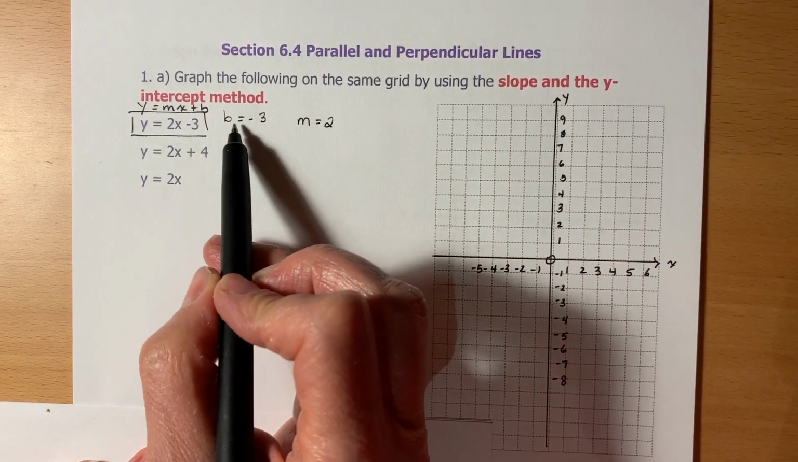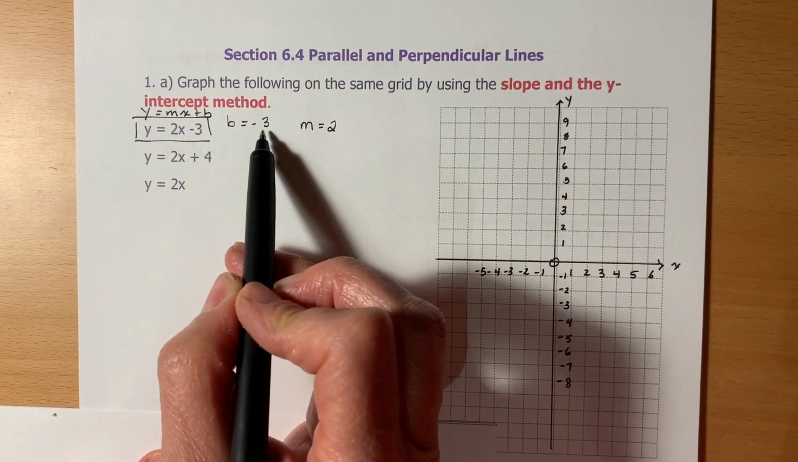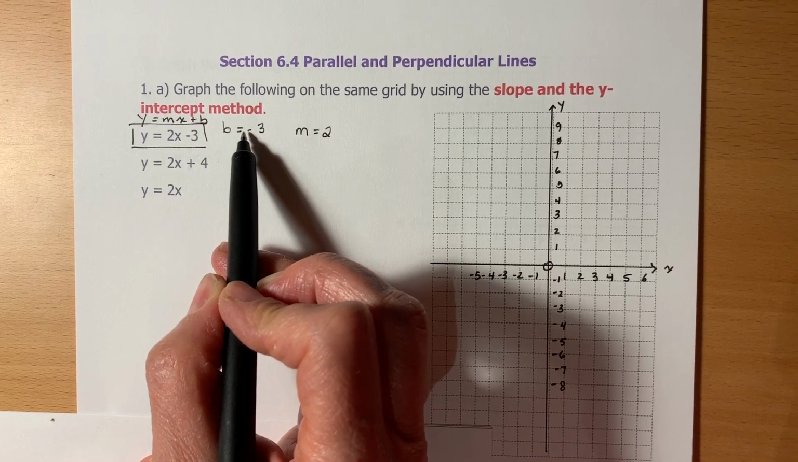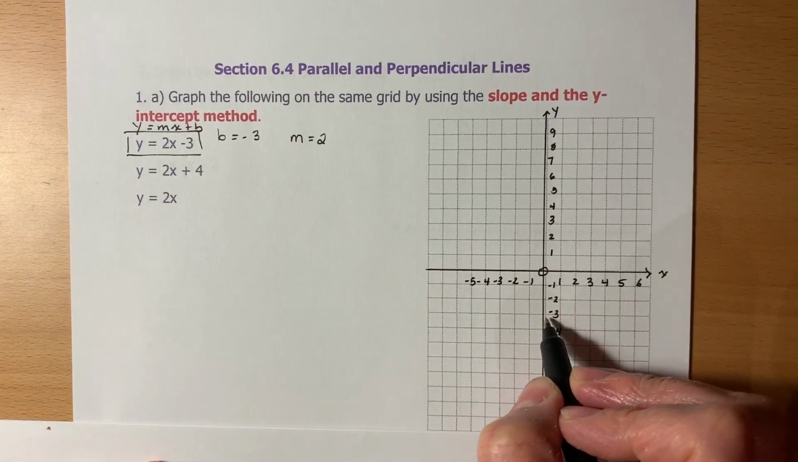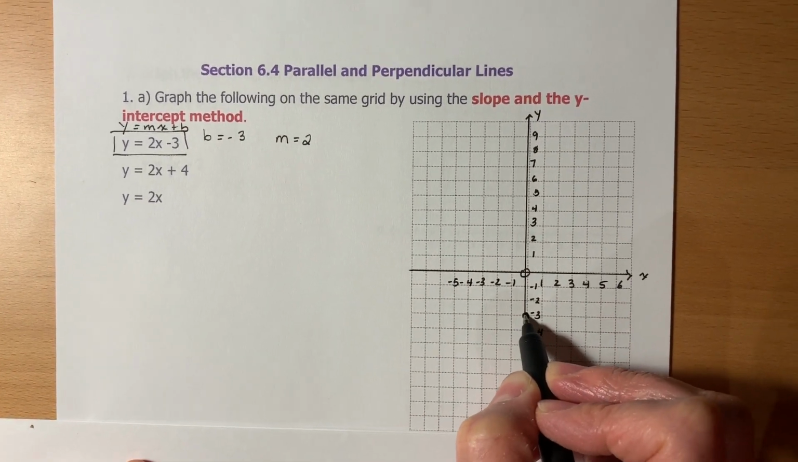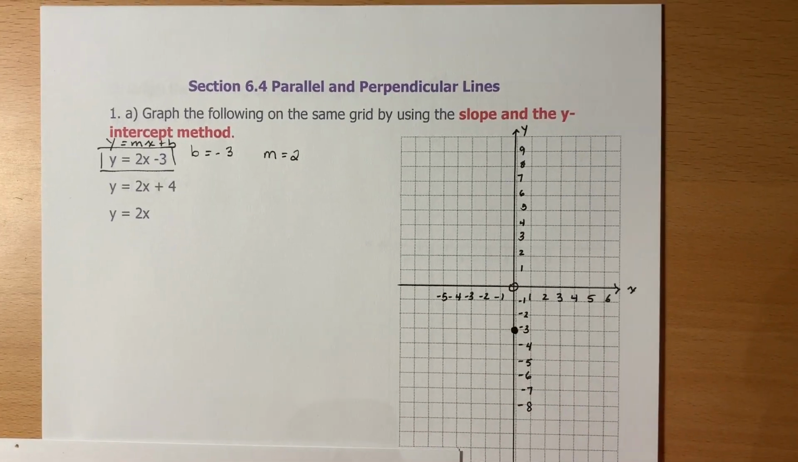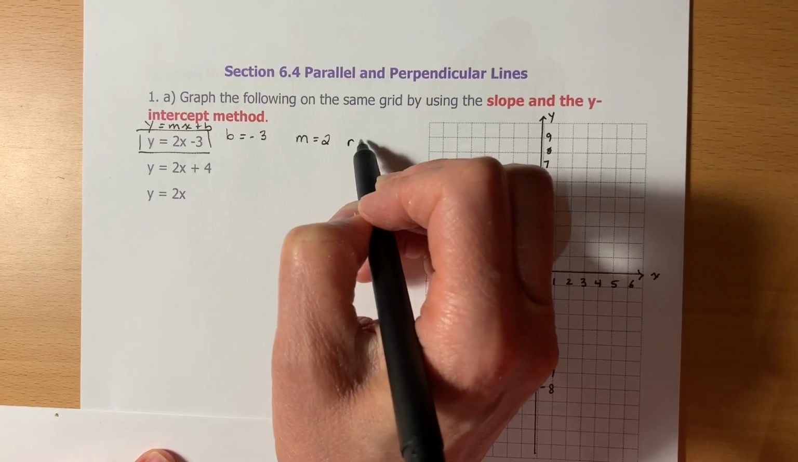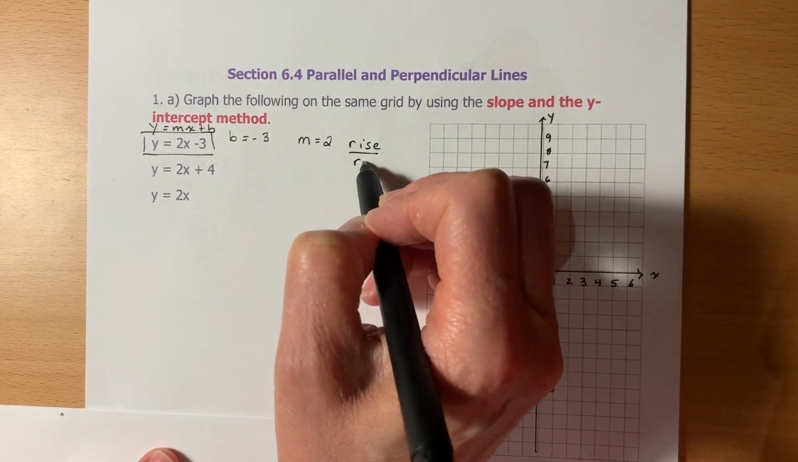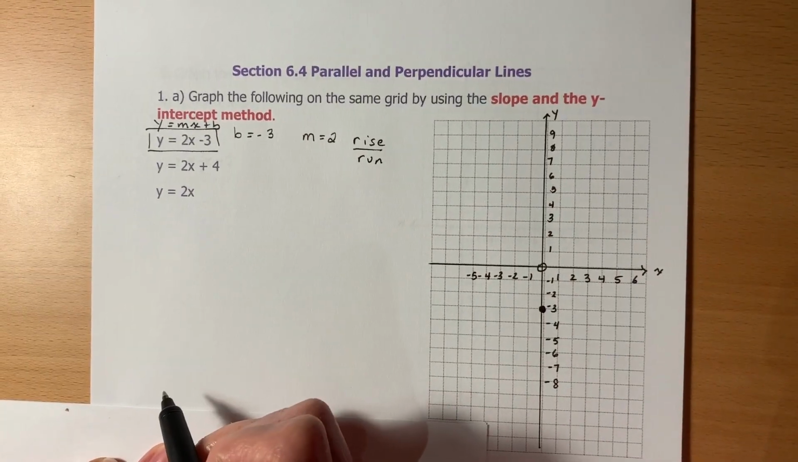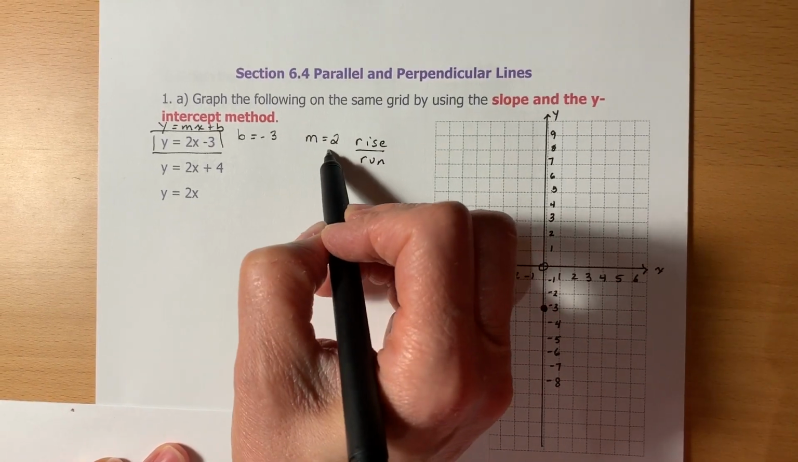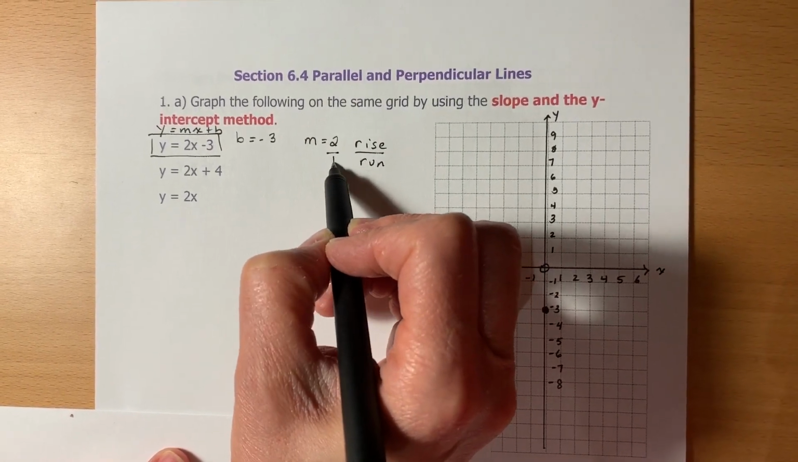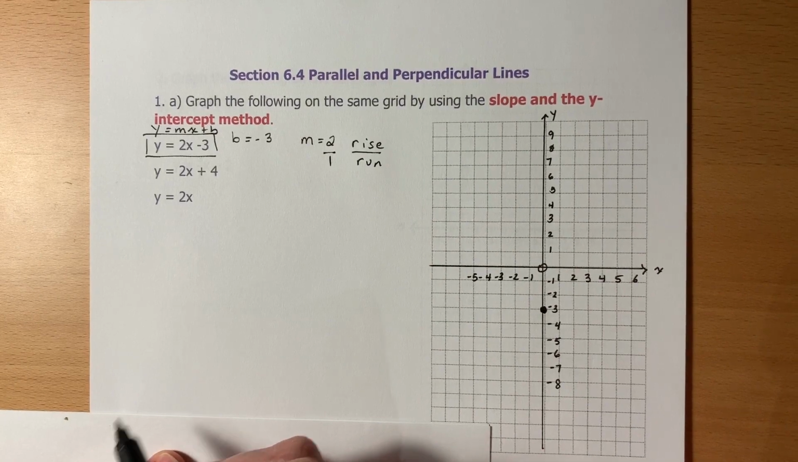Remember, you always plot the b value first. It equals -3. It's the y-intercept. So at -3 on the y-axis, I'm going to plot my point. The next thing I do is I look at my slope. I write this as a ratio of my rise over my run. This is the only time I take a whole number and make it into a fraction. I know that every whole number has a denominator of 1.